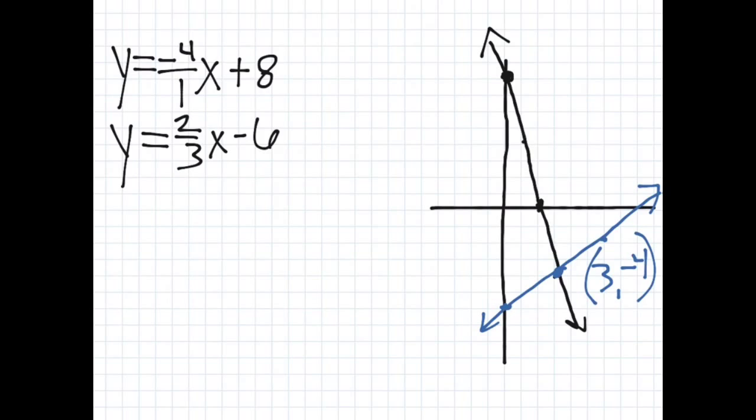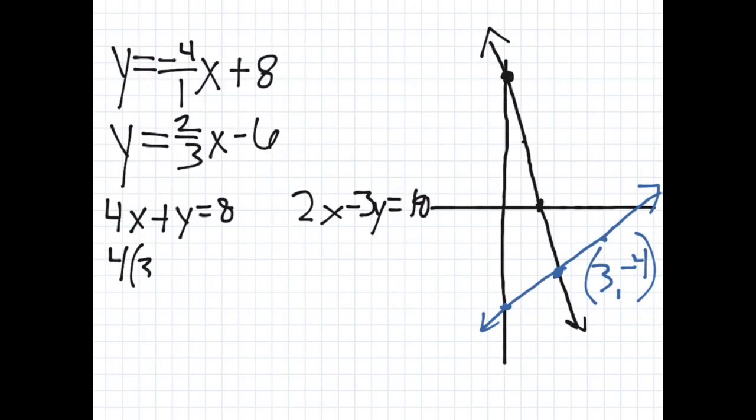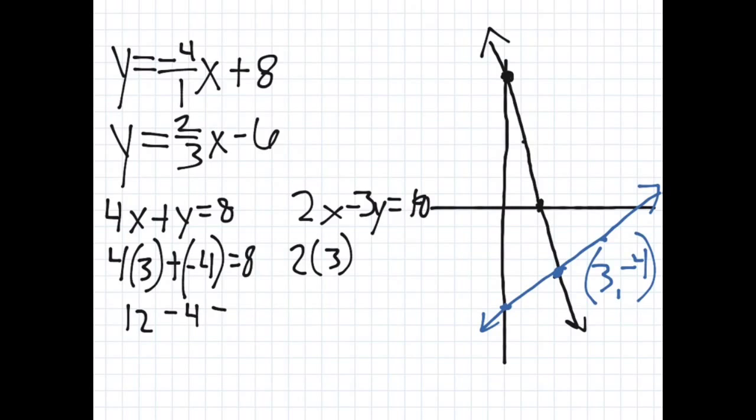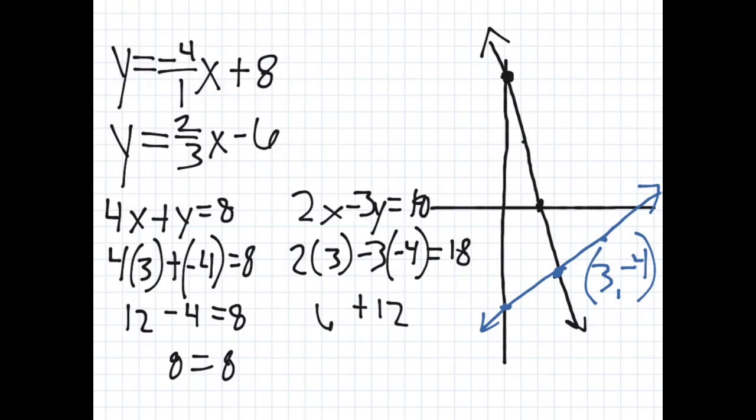In order to check it, just plug the numbers back in. It doesn't matter whether it's the original equation or not. We're going to use... So plug in 3 for x, and then the y value for both. Got 12 minus 4, that does equal 8. And then negative 3 times the negative 4, that's going to equal 12 plus 6, that does equal 18. This equation is good.